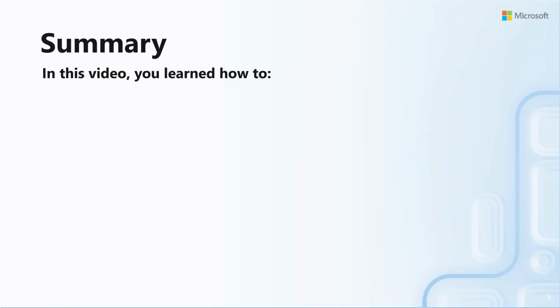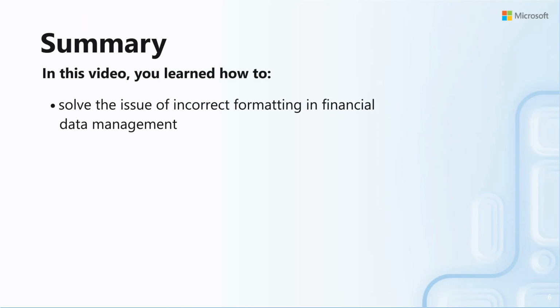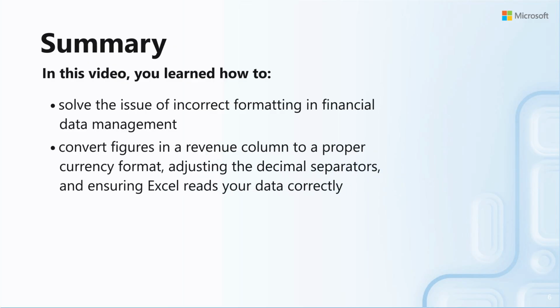In this video, we tackled a common issue in financial data management: incorrect formatting that prevents accurate calculations. By converting the revenue column to a proper currency format, adjusting the decimal separators, and ensuring Excel reads your data correctly, you're now set up for more effective analysis. Excel Copilot can be a powerful tool, but knowing how to troubleshoot when things don't go as planned is key to getting the most out of it.